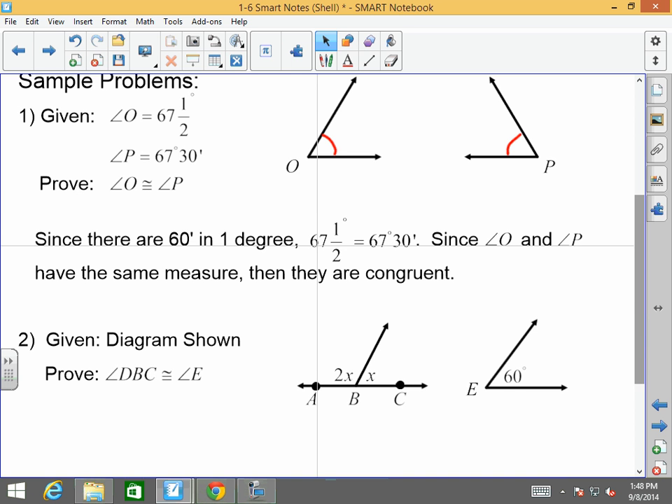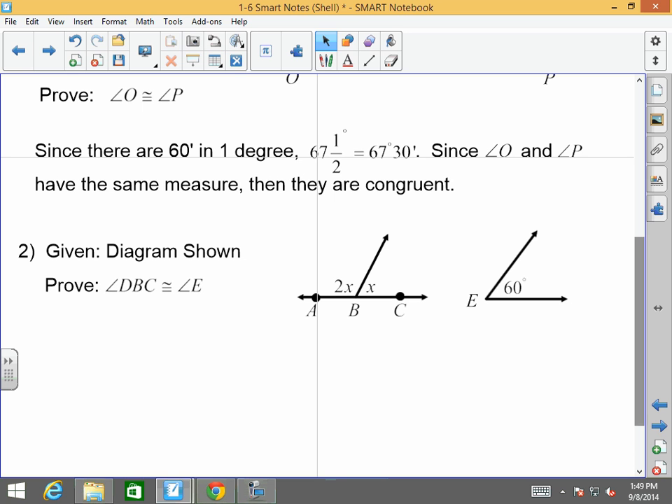Okay, number 2. Given is the diagram as shown. They want to prove that angle DBC equals angle E.